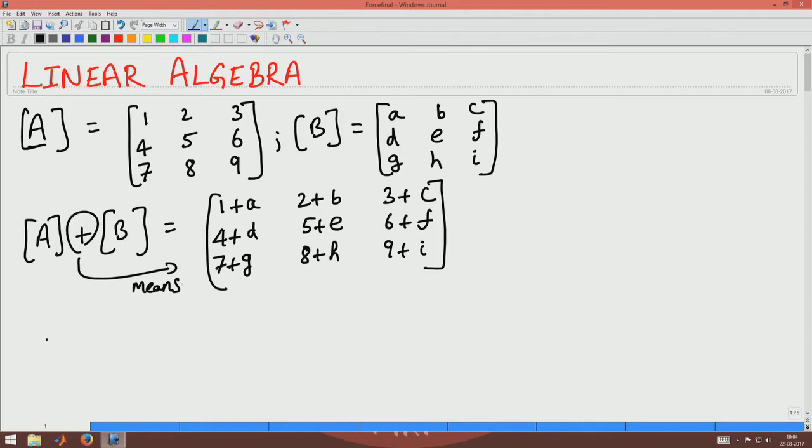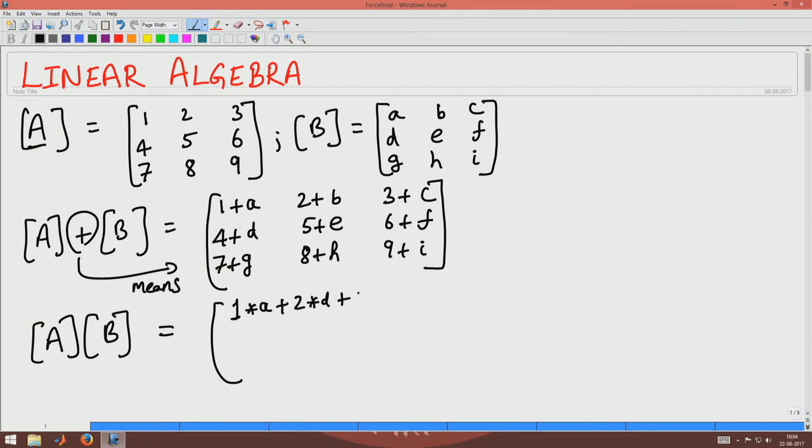Similarly, if I want to multiply this matrix A times B, then what I mean is multiplying these rows with these columns. A multiplied by B means multiplying these rows with these columns. So, now what does this A into B mean? A into B means 1 into A plus 2 into D plus 3 into G will be the first row, first column entry of this matrix A into B.